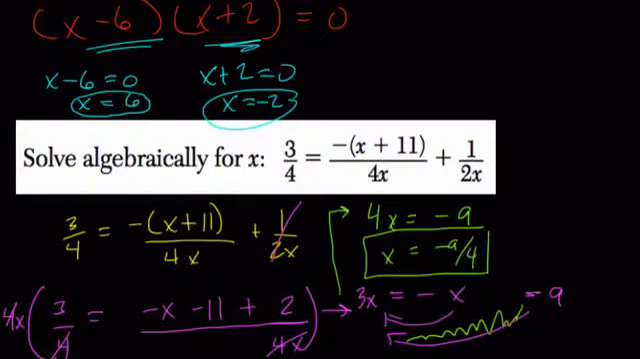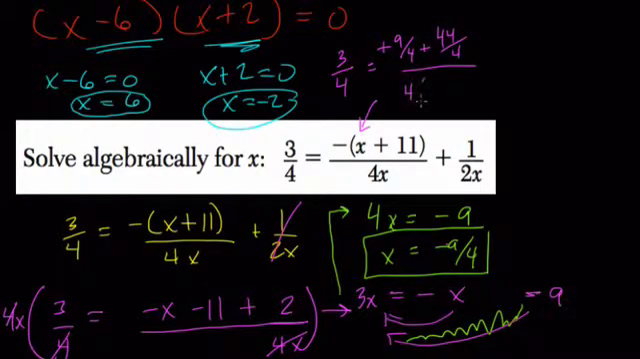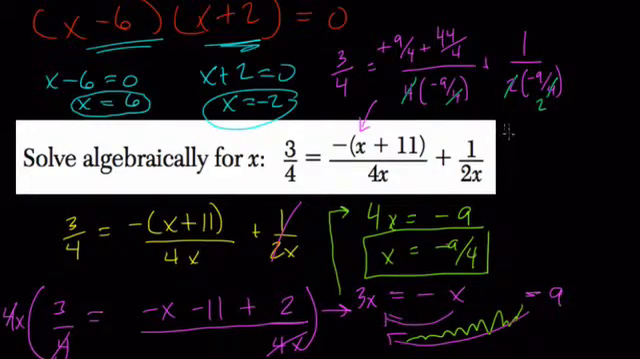And that's our answer. We plug it in, and we'll see that it's true. Let's just try it because I'm feeling a little nervous about this one now. So you have negative 9 over 4. Does 3/4 equal negative of negative 9 over 4, so plus 9/4, plus 11, that's 44/4, over 4 times negative 9/4, plus 1 over 2 times negative 9/4? Okay, this looks a lot worse than it really is. Here, the 4's will cancel out. Here, this 2 and 4 kind of cancel out, you get negative 9 over 2.